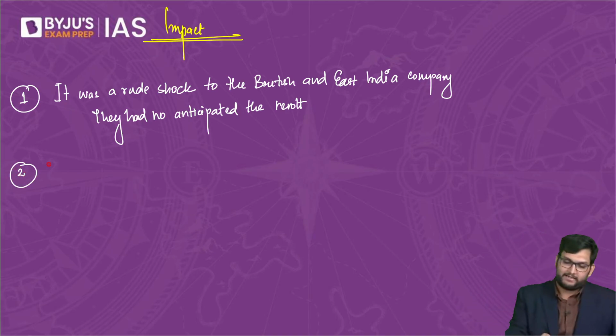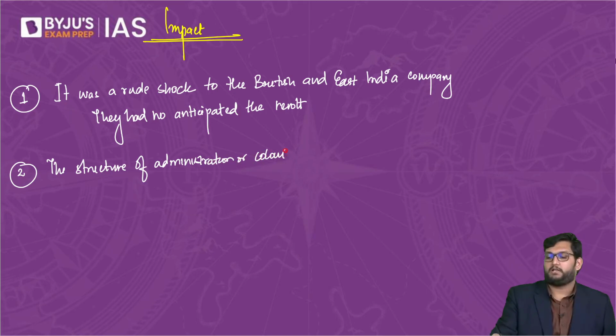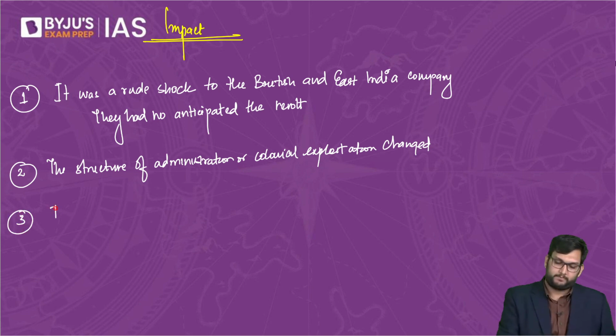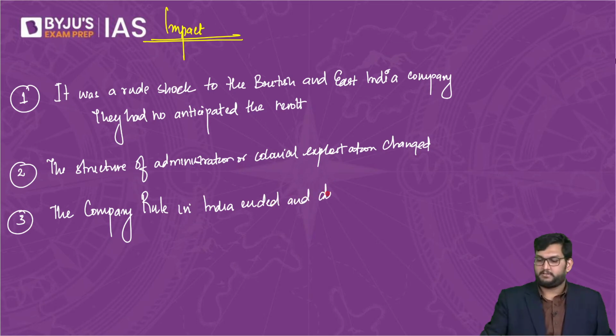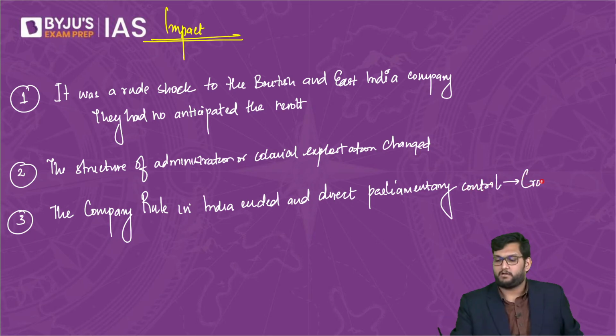Second is the fact that the structure of administration or colonial exploitation changed, which I have to discuss with you. Third is that the concept of company rule in India ended and direct parliamentary control, crown rule, came in. This I have to discuss with you. These 2 points I will discuss with you.